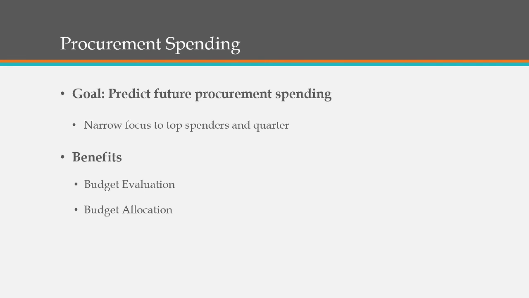In this section, we'll be discussing Tyson Foods procurement spending. Our goal during this analysis was to be able to predict future procurement spending, specifically for our top spenders by quarter. The benefits of this analysis include budget evaluation and budget allocation.